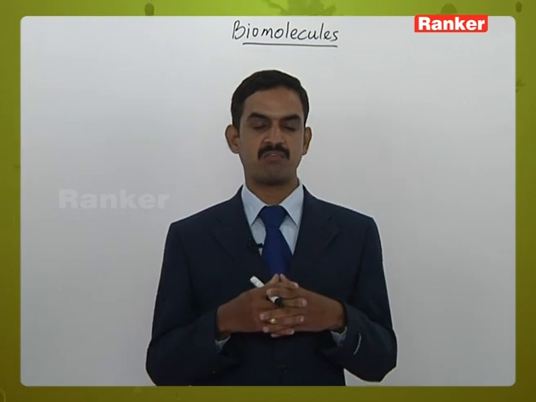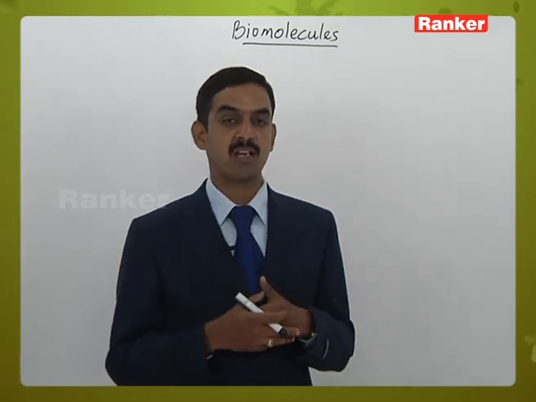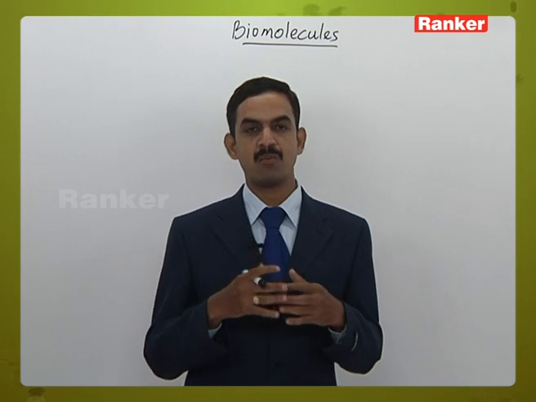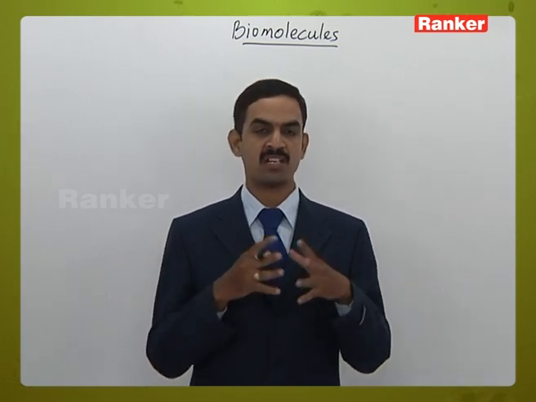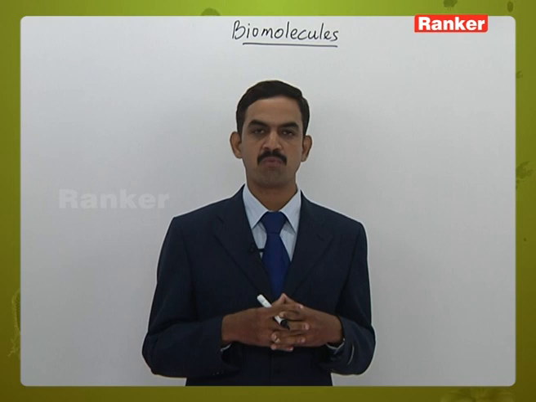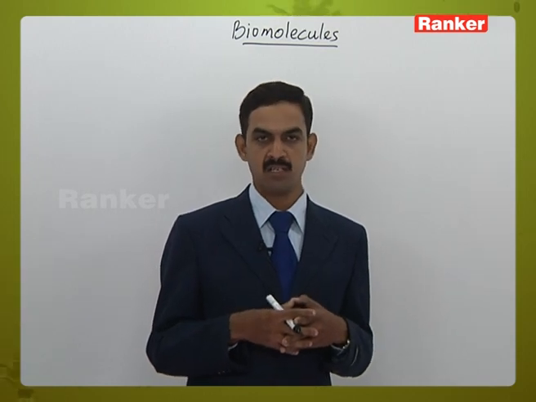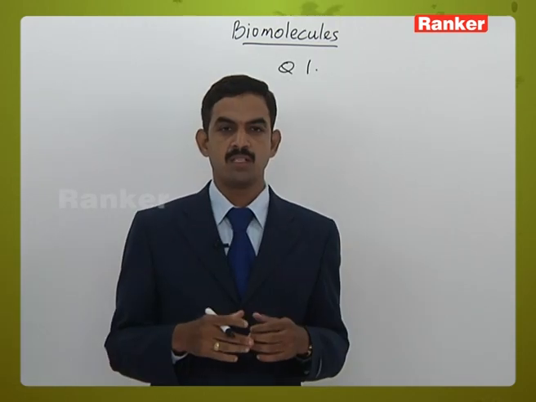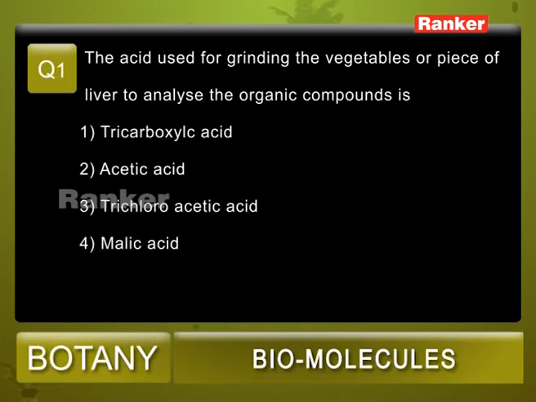Now let us discuss the questions, and while discussing them, let us learn about the properties, characters and functions related to various types of biomolecules present inside a plant cell and also in animal cells. Question number 1. The acid used for grinding vegetables or a piece of liver to analyze the organic compounds is: option 1, tricarboxylic acid; option 2, acetic acid; option 3, trichloroacetic acid; option 4, malic acid.